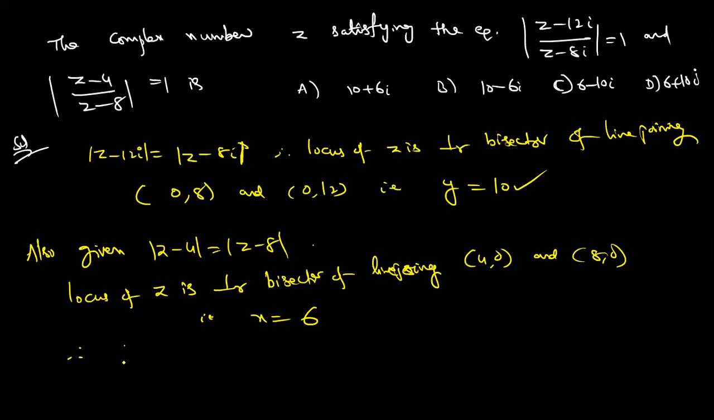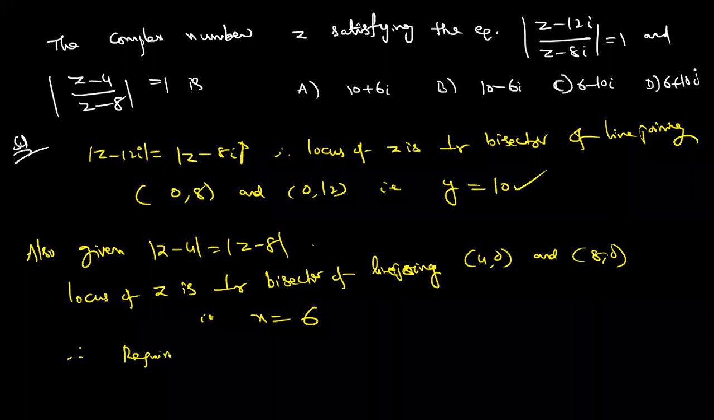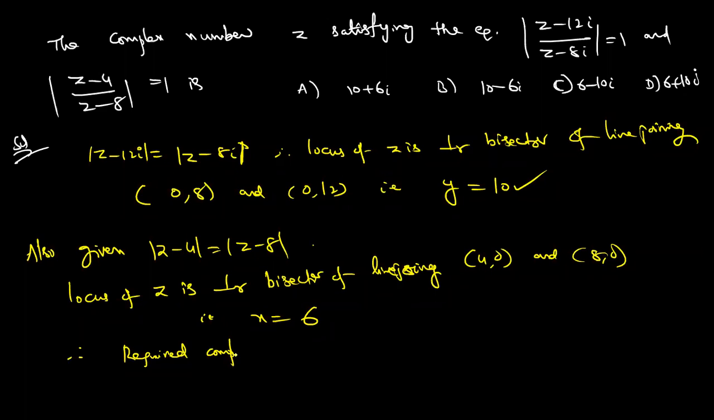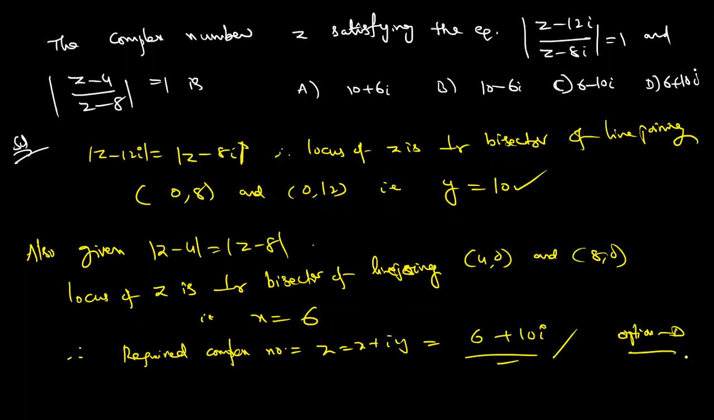Therefore, the required complex number is z is equal to x plus iy, that is 6 plus 10i. Option D. So in the meanwhile, I will drink some water. You also write down.